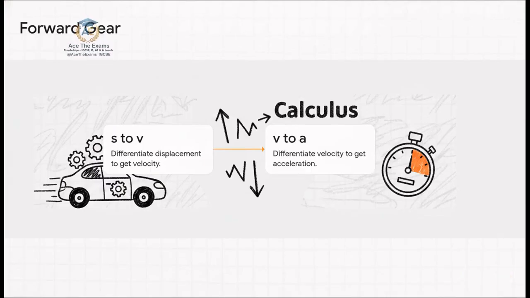So when acceleration is varying with time, you simply have to use calculus. Think of differentiation as your forward gear. Let's build some forward momentum, right? If you have an expression for displacement, differentiating it with respect to time gives you your velocity. And if you differentiate that velocity, you get acceleration. It's a very direct sequential chain, s to v to a. You just keep moving forward.